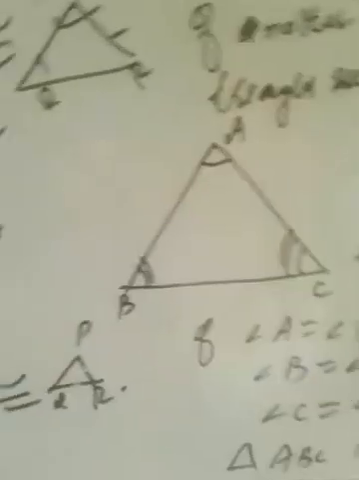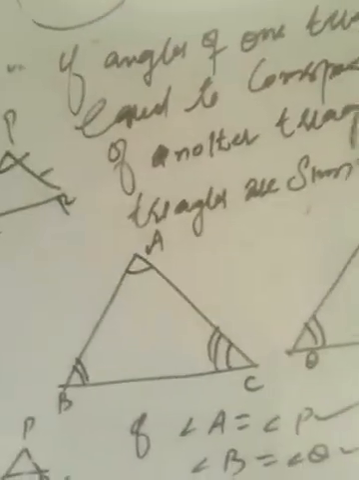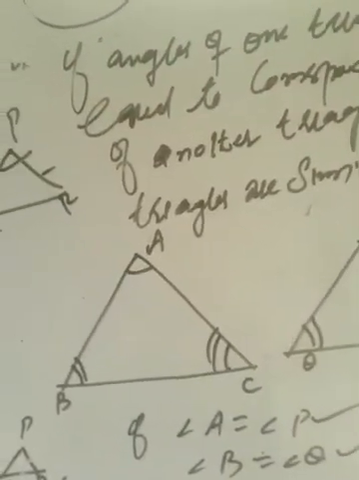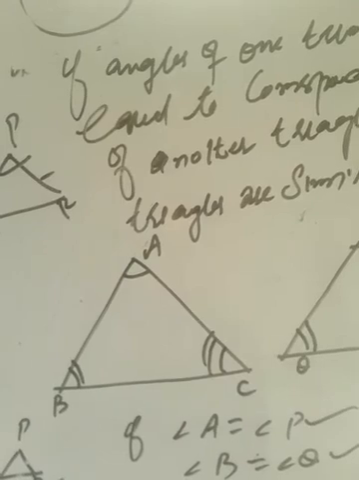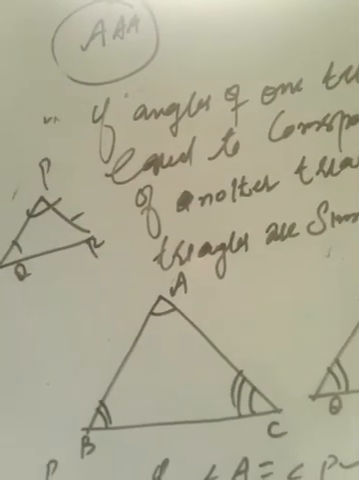So today we have discussed this criterion, AAA, the angle property. One thing you have to remember: there is no AAA criterion in case of congruence of triangles. In case of similarity of triangles, there is AAA.